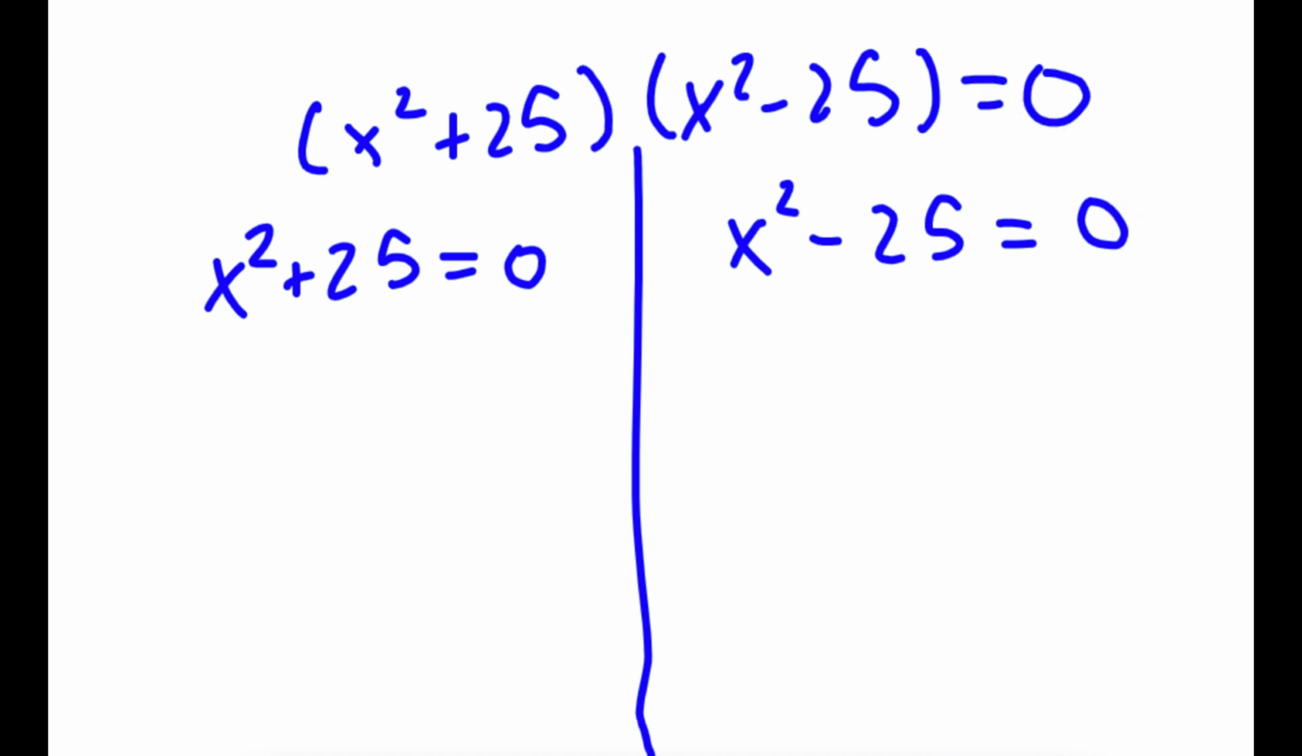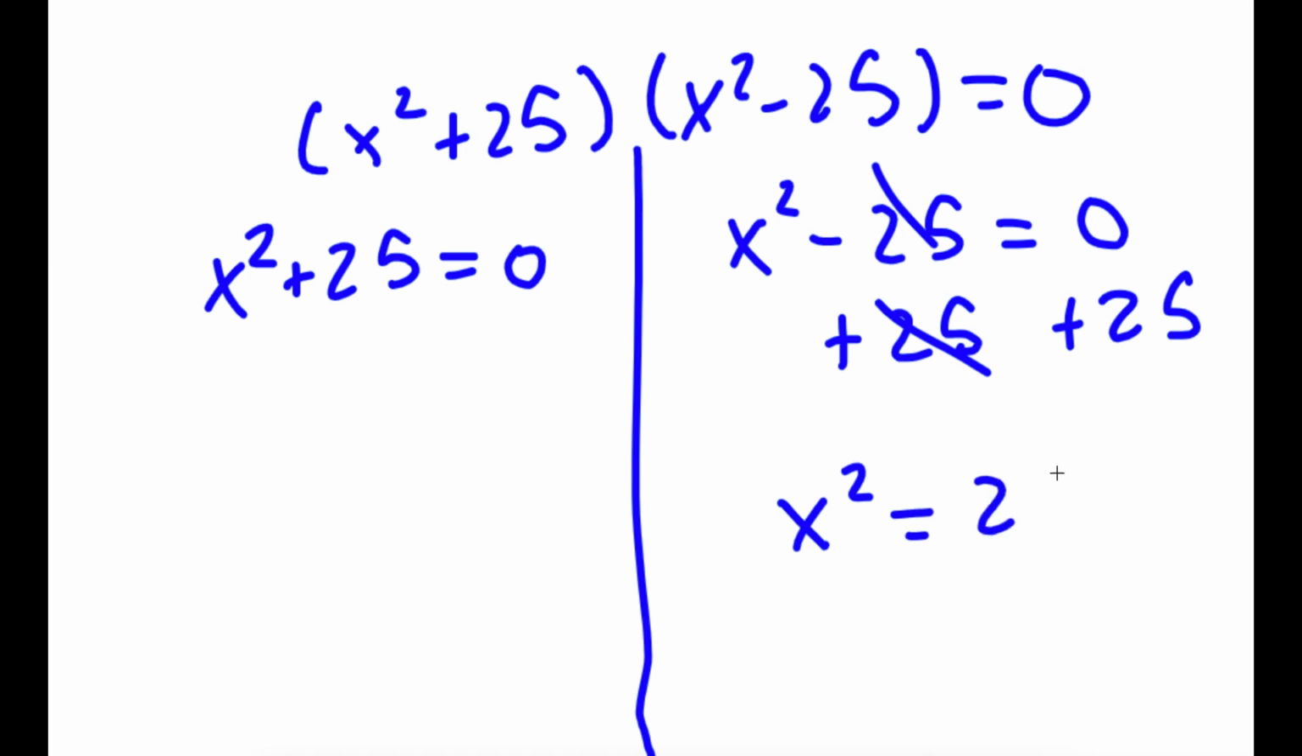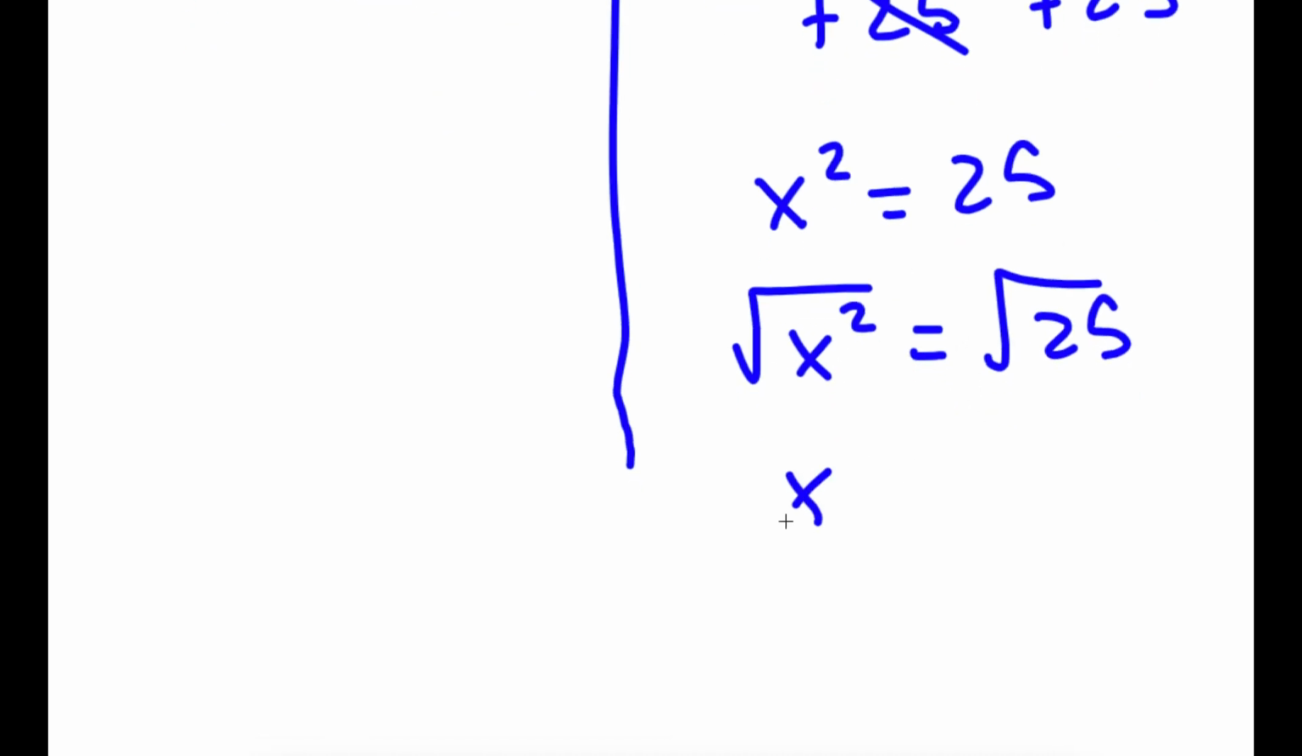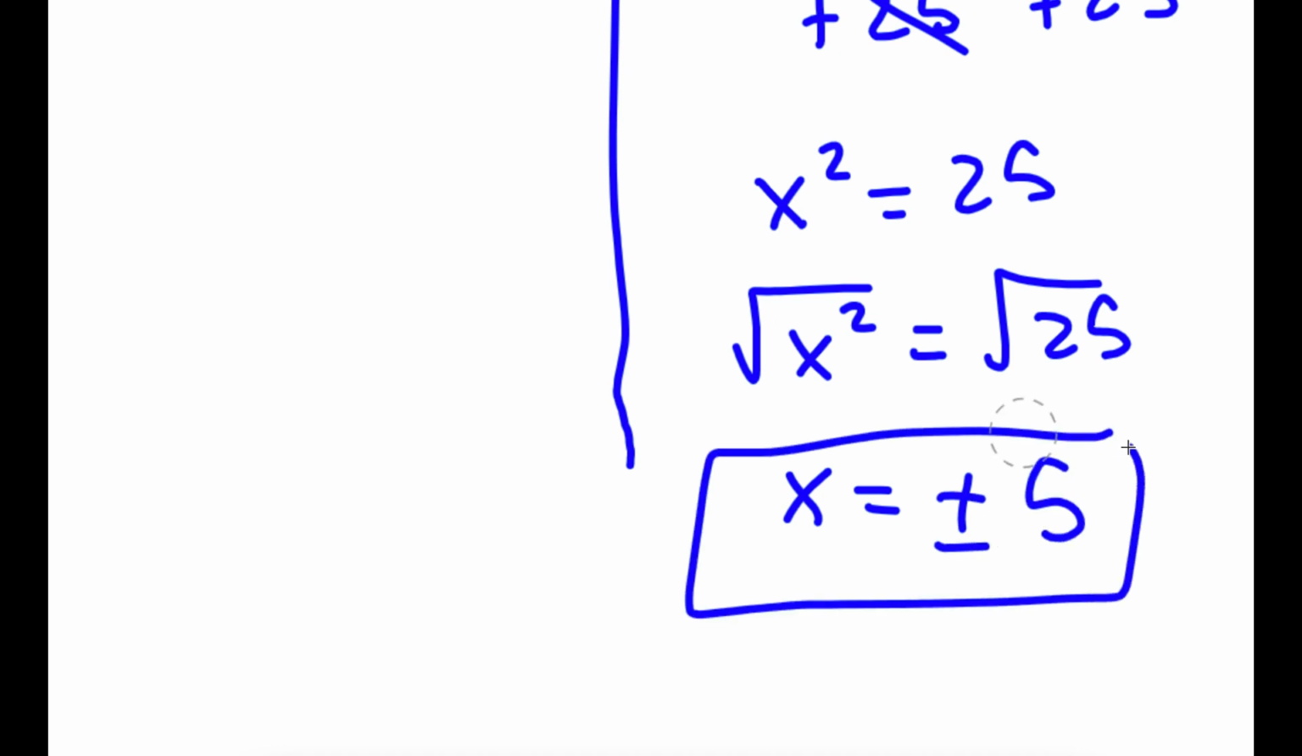To solve this, I'm going to first add 25 on both sides. So then these two cancel out, and I have x squared is equal to 25. Now I'm going to take the square root on both sides. The square root of x squared is simply equal to x. So I have x is equal to positive or negative 5. So these are two solutions of x.